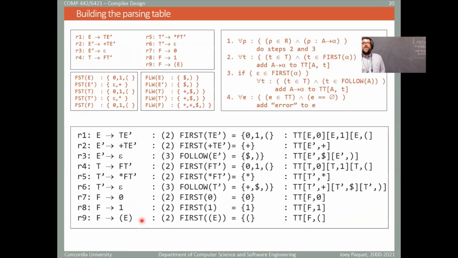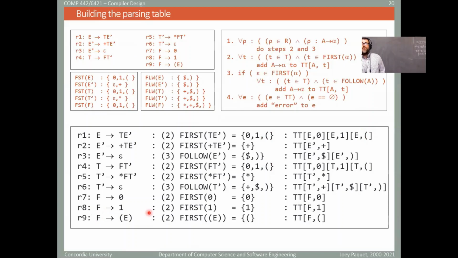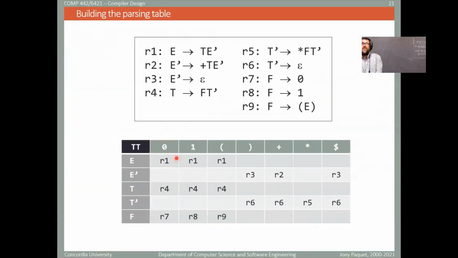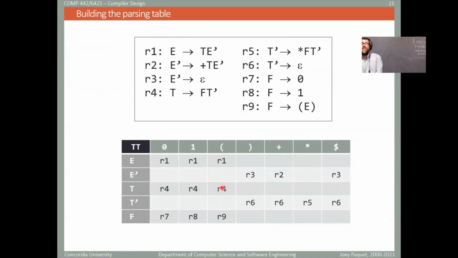Then those are some of the easy cases. If F gives 0, first of alpha, which is my right-hand side, first of 0 is obviously 0. So in TT of F0, I put rule number 7. Exactly the same thing for rule number 8: first of 1 is 1, so TT of F1 is rule number 8. Then F gives E between parentheses. First of E between parentheses is open parenthesis. So at coordinates F, open parenthesis, I have rule number 9.